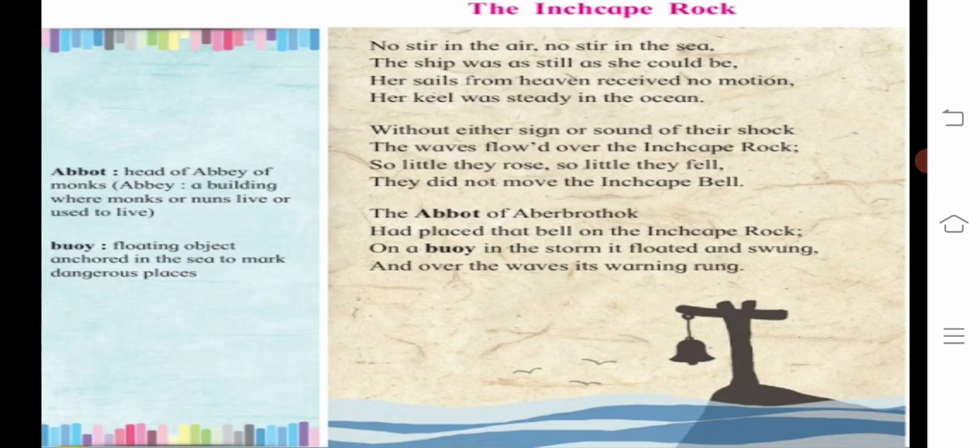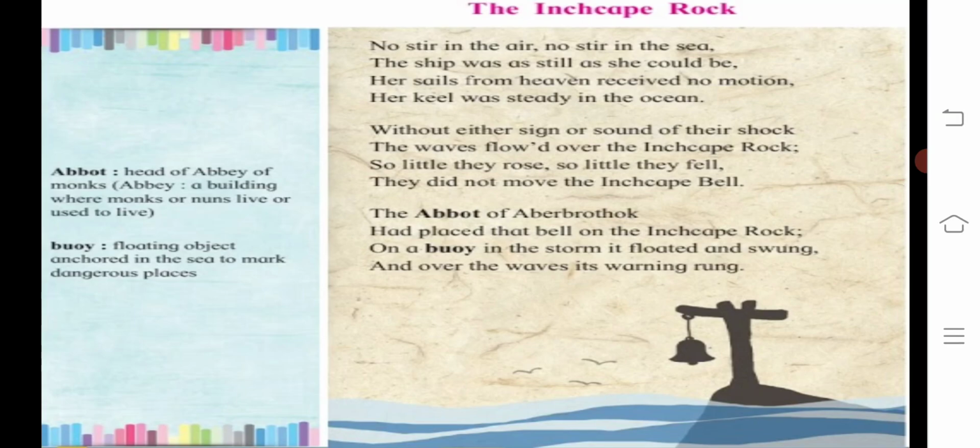kind of accident, because when the stormy atmosphere was there, because of the stormy air, the bell on Inchcape Rock started to ring, and because of that, all the ships went away, keeping a safe distance from Inchcape Rock. So in the second stanza you get that as there was no stormy atmosphere, everything was going smoothly, the wind is flowing very smoothly, and hence there is no sound of the Inchcape bell.